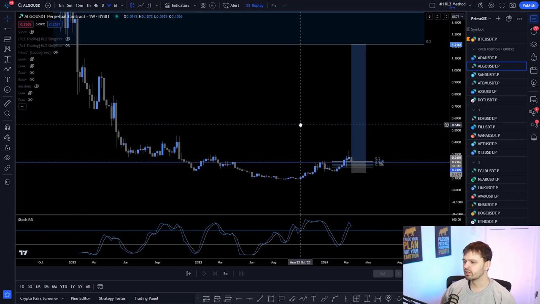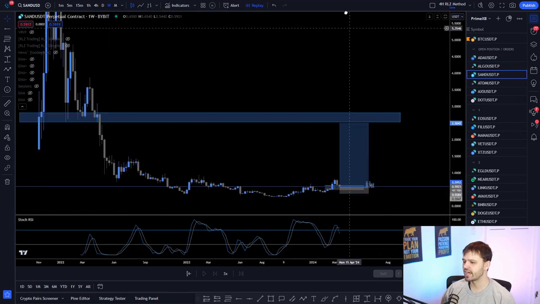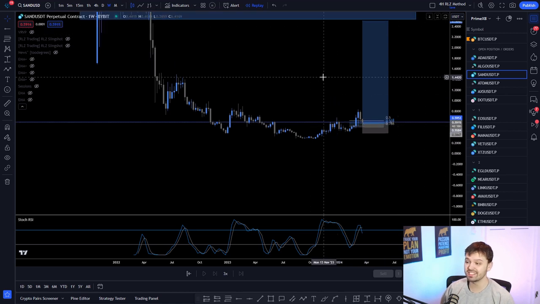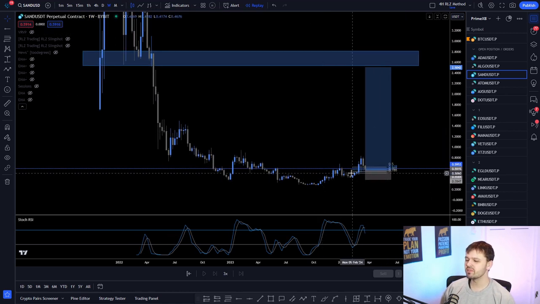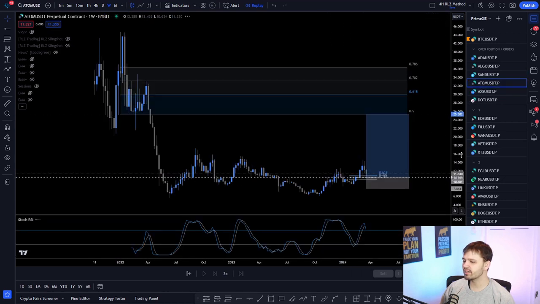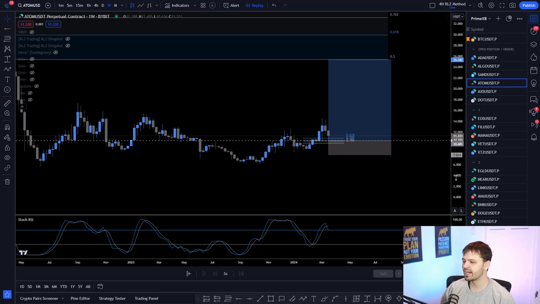And then we are also filled on Algo, basically the same type of market structure. We are also filled on Sand, which is actually right now in profit, which is amazing. We're in profit. It's the same structure right here. And then we have Atom. I don't think Atom is filled. No, Atom did not get filled.